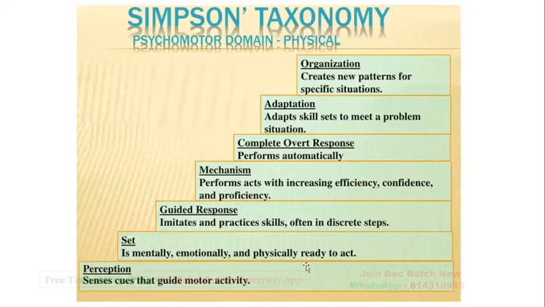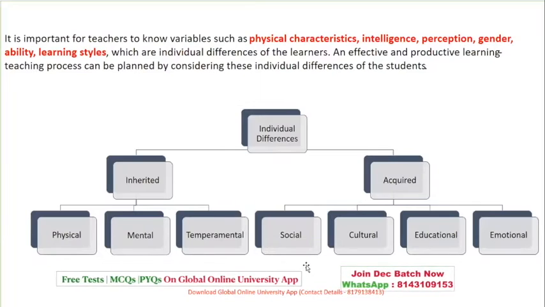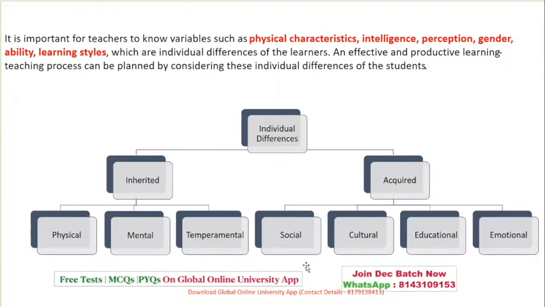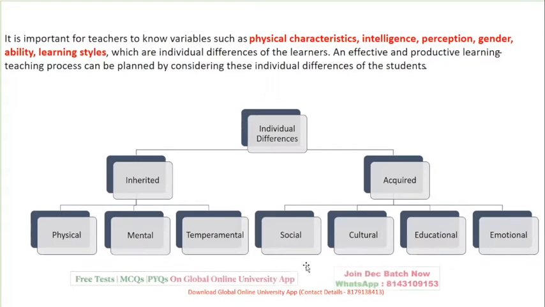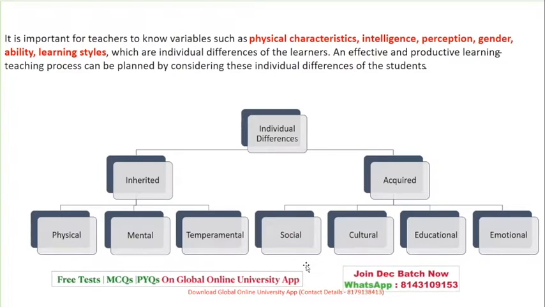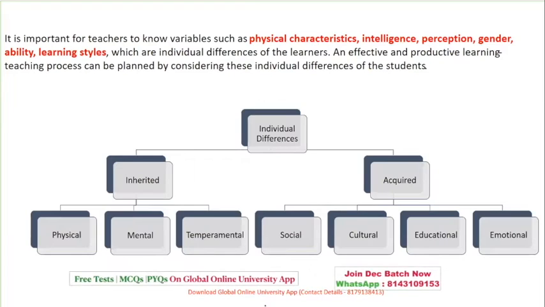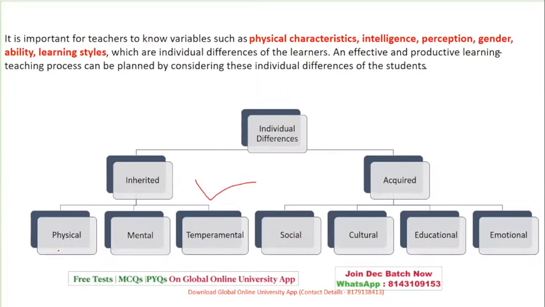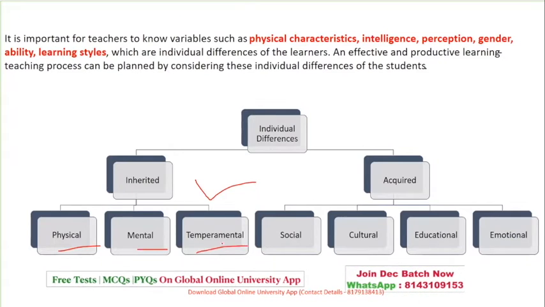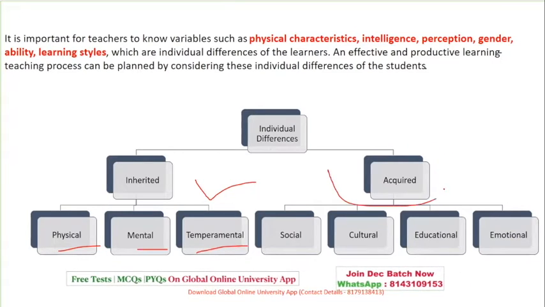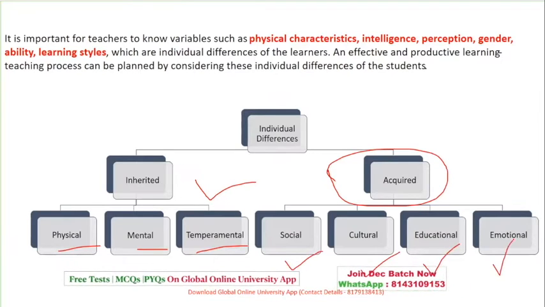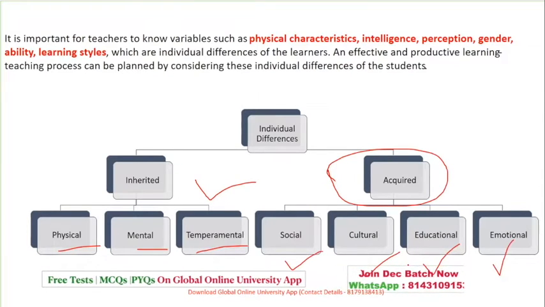Okay. Then the next important topic is individual difference. There was a question seen that individual difference should be considered. Yes, definitely it should be considered. We know that individual difference is based on what is inherited in the form of physical, mental, and temperamental traits, and what we can acquire either socially, culturally, emotionally, or with the help of education.